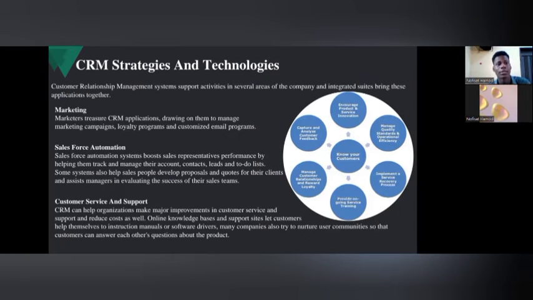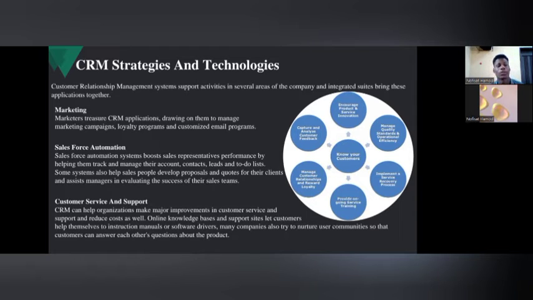The strategies and technologies used in the CRM, customer relationship management system, support activities in several areas of the company. And this integrated system should bring these applications together. That is, it touches so many different parts of the organization. And these parts include marketing, sales force automation, and customer service support.